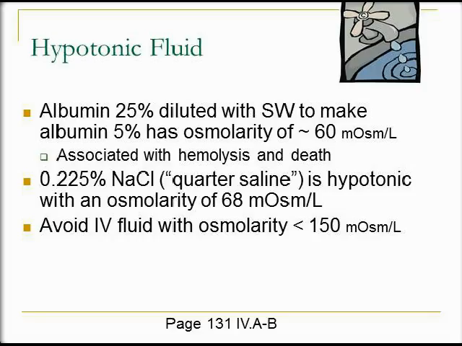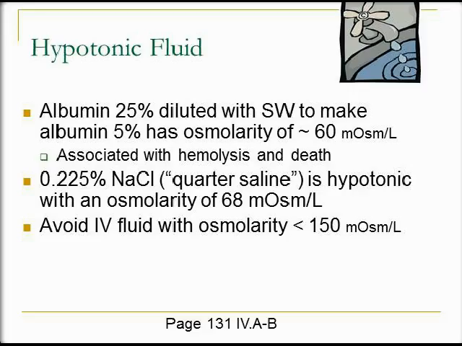So you remember the 90s when we had the albumin shortage? Maybe it was the 80s. Was it the 80s or the 90s? It was a long time ago. And we took albumin 25% and we diluted it with sterile water to make albumin 5%. That has an osmolarity of 60 milliosmoles per liter. And there are case reports of death with that. It's associated with red blood cell hemolysis and death. Okay? That we know.